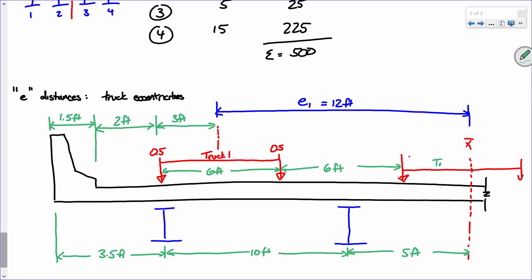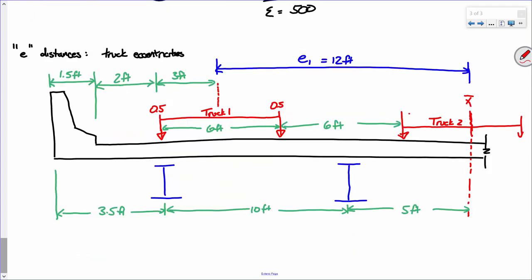So, in other words, this is truck 2. And it just so happens that the center of gravity of the truck and the center of gravity of the pattern of girders happens to coincide. So I propose to you that if the first eccentricity is 12 feet, the second eccentricity is 0.